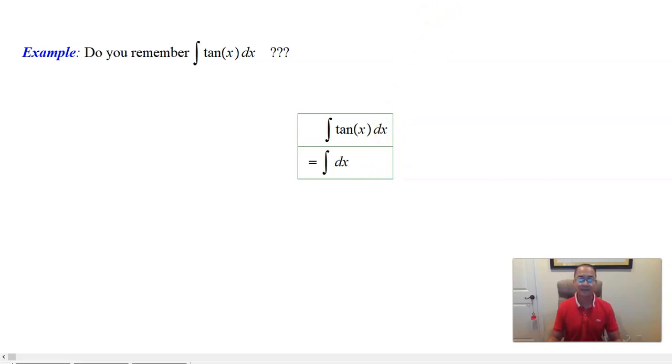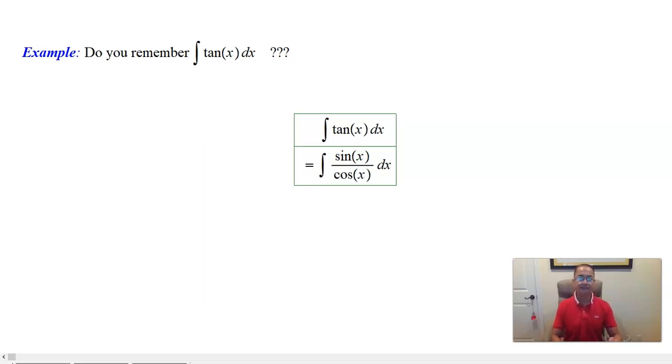Got it? If you did not, let's do it. So tangent is sine over cosine. And now we need a u substitution. Remember that part? So let u be, should it be sine or cosine? Well, remember we need a du, and the du is always in the numerator, not in the denominator. So it looks like u should be cosine of x. So du is minus sine of x dx.